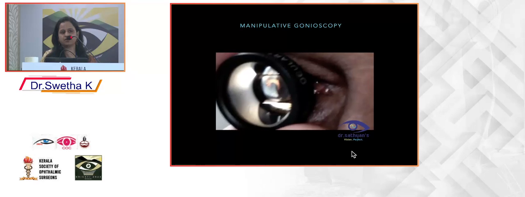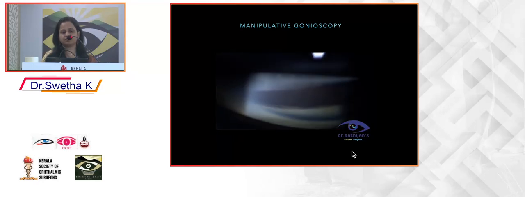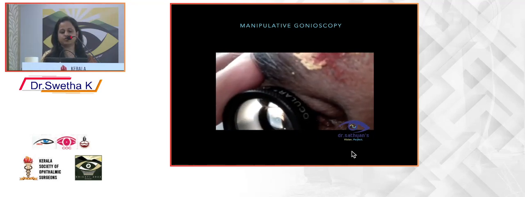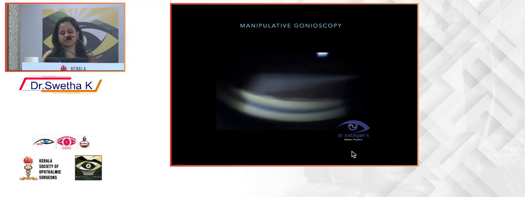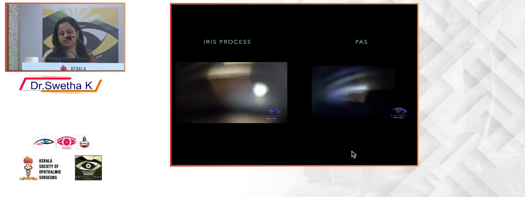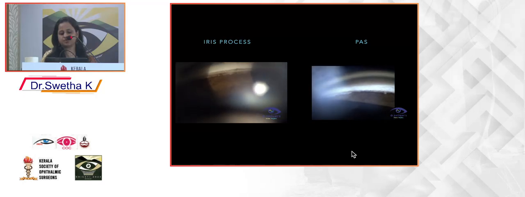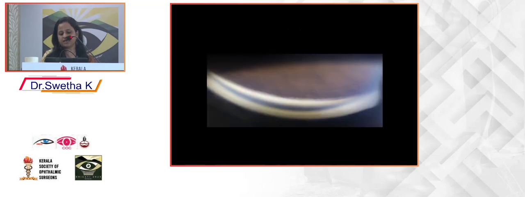Then whenever you are not able to see the angle, you can also do manipulative gonioscopy. What it means is, when you're seeing the angle like this, you can ask the patient to look towards the mirror you are examining, and you can see that the angle is opening. So this is an appositional one. Always be careful to distinguish between peripheral anterior synechiae and iris processes. This is a broad-based peripheral anterior synechiae, and you can see the narrow angle.